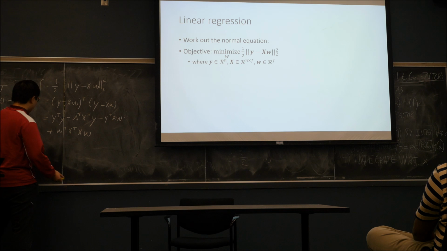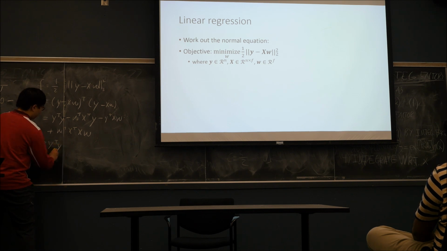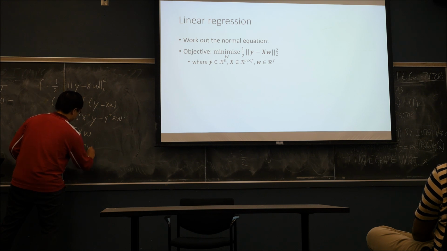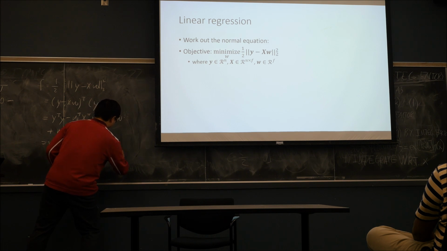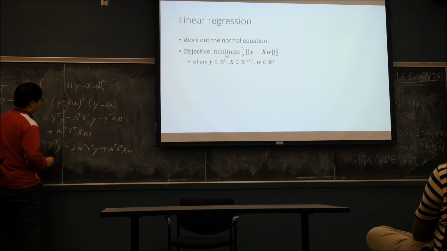So for 2 vectors, if A is a vector and B is also a vector, A transpose B is equal to B transpose A, right? If they are both vectors. So what I'm going to do here is actually writing them into 1. So this is 2 W transpose X transpose Y plus W transpose X transpose X W. I'll do that later.